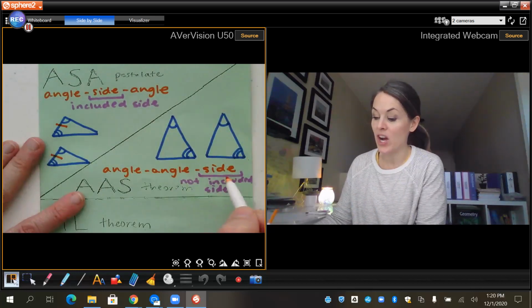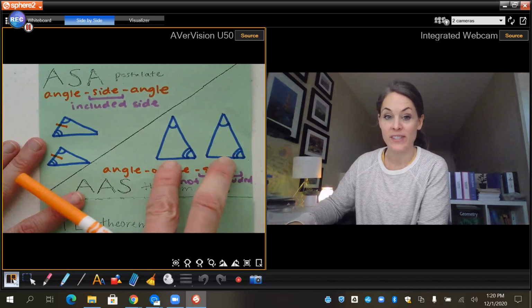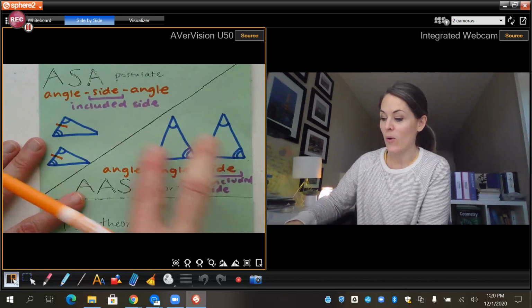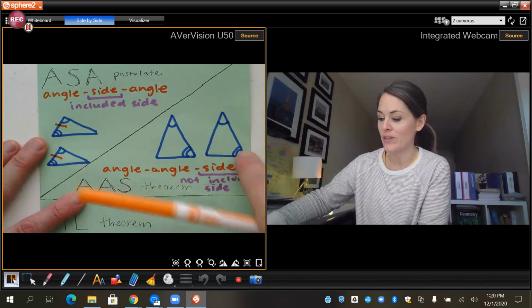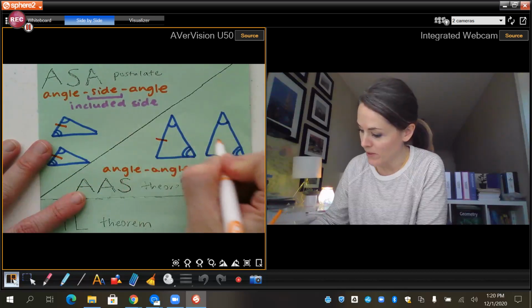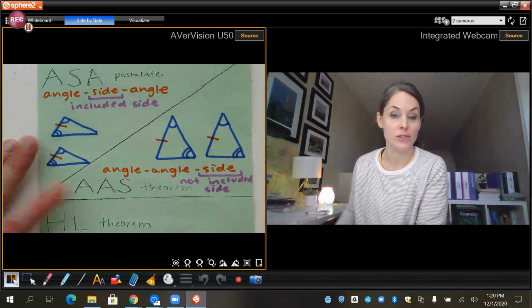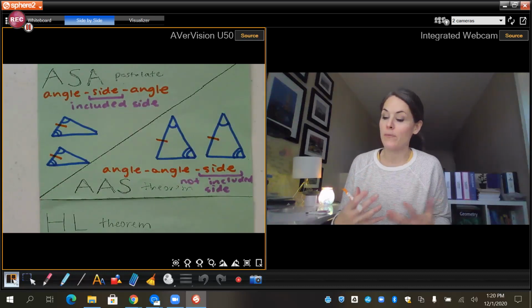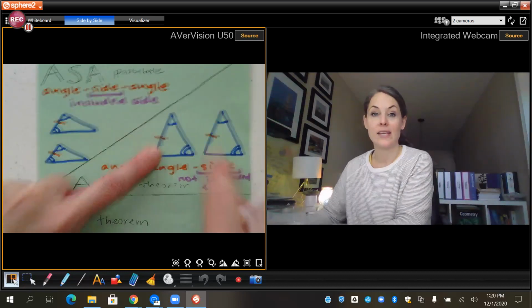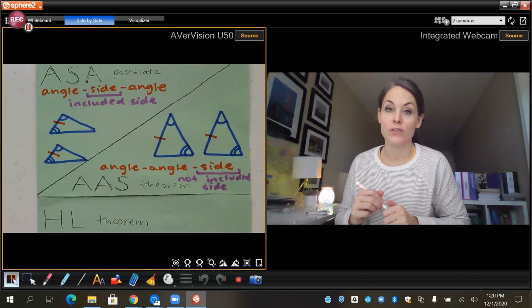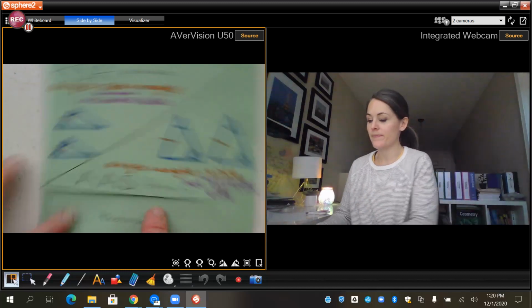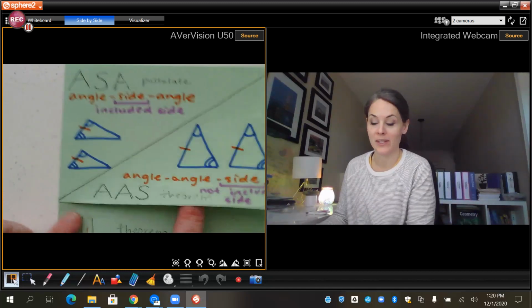So this one is the non-included side. It doesn't matter if it's this set of sides or this one. It just would not be the one directly between. So I'm just going to mark this one congruent to that one. Notice how it is not directly between those two angles. So if you have that information and they are corresponding in the same place, then you can prove the two triangles congruent. Okay, let's go ahead and try a couple problems on the inside.